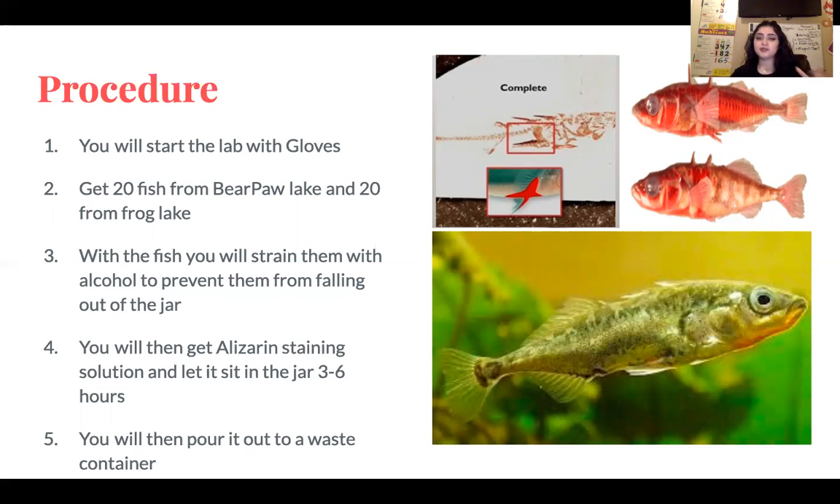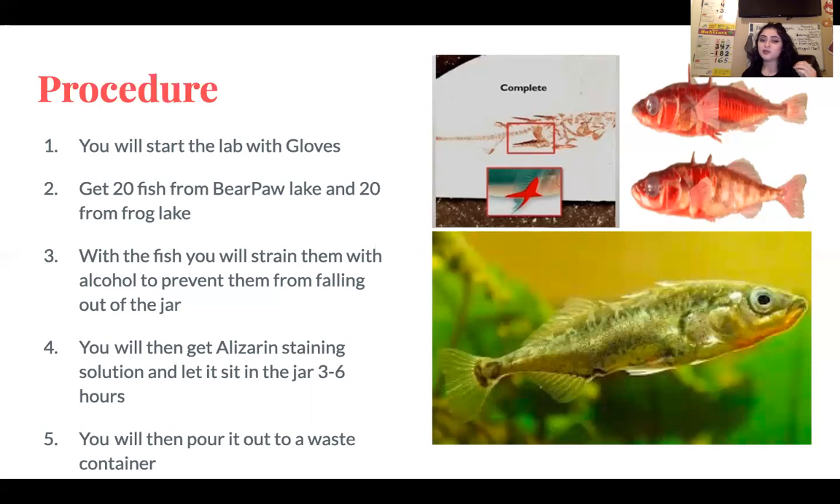So first we'll get the alcohol and pour it into the jar to basically strain them, and this prevents them from falling out of the jar. After that, we'll be getting the Alizarin staining solution, which stains the fish red, and we need this in order to see the actual fish under the magnifier, just to see if the fish is reduced, complete, or absent.